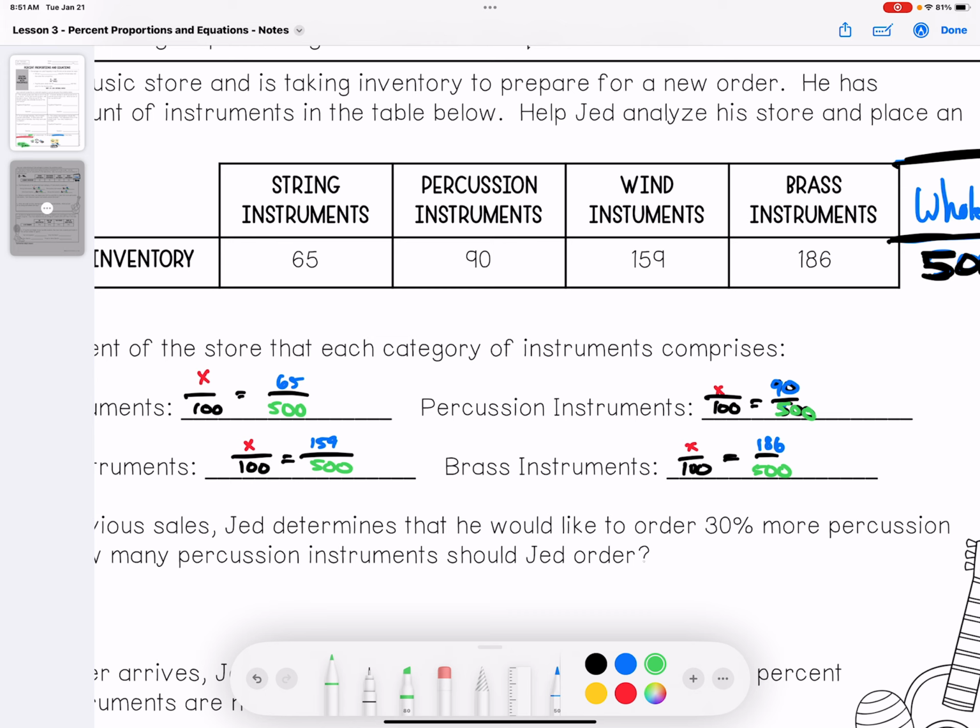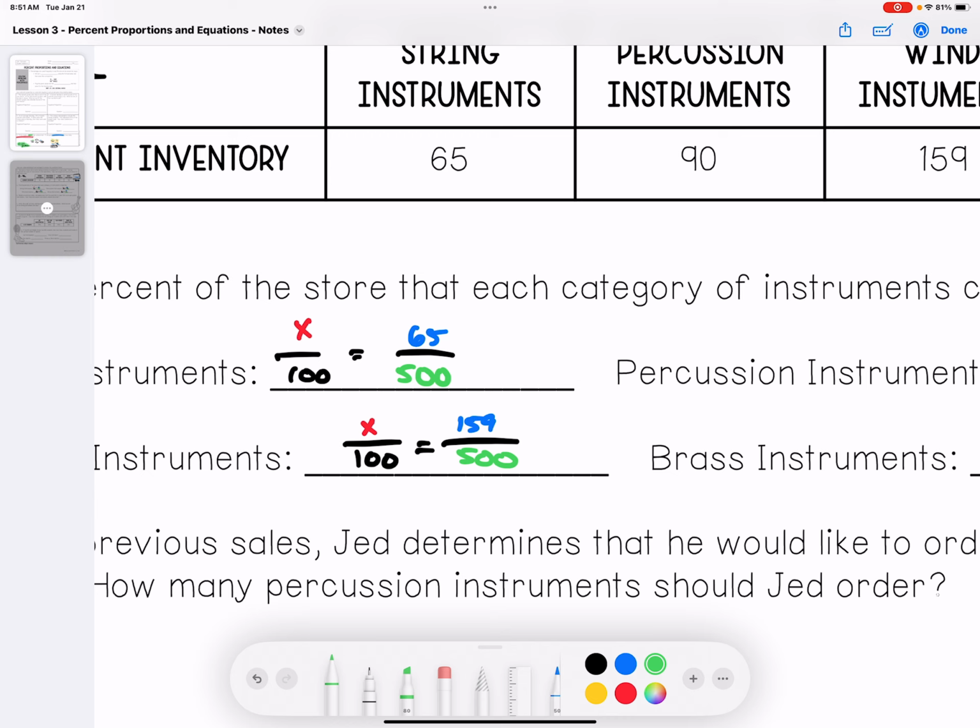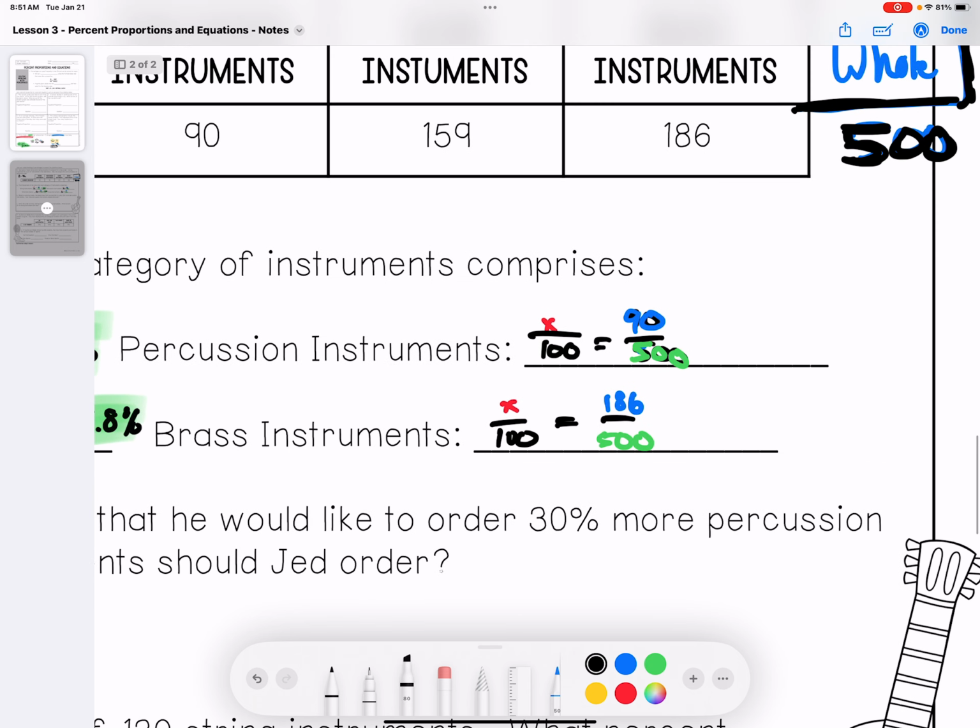All right, welcome back. The answers should have been 13%, 31.8%, 18%, and 37.2%.